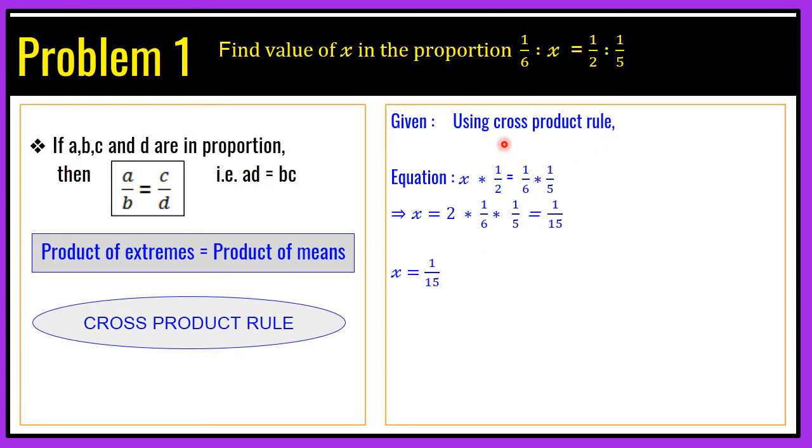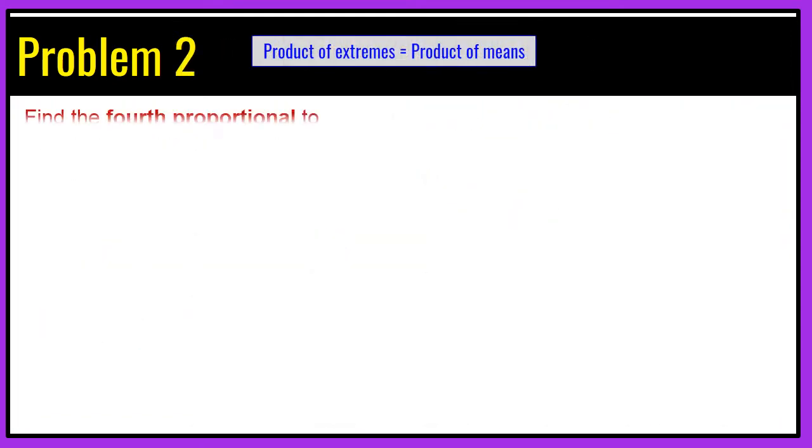So using the cross product, I can simply write this 1 by 6 and 1 by 5. These are extremes, and x and 1 by 2, these are means. So I can simply write it as x into 1 by 2 is equal to 1 by 6 into 1 by 5. Further, I believe you can do this. If you still have any problem, please do write to me in the comments. Now x is equal to 2 into 1 by 6 into 1 by 5, where this 2 will cut 6, we'll get 3. And the number will be 1 by 5 into 1 by 3. So we'll get 1 by 15. X is equal to 1 by 15. This is the solution. Let's see the next problem.